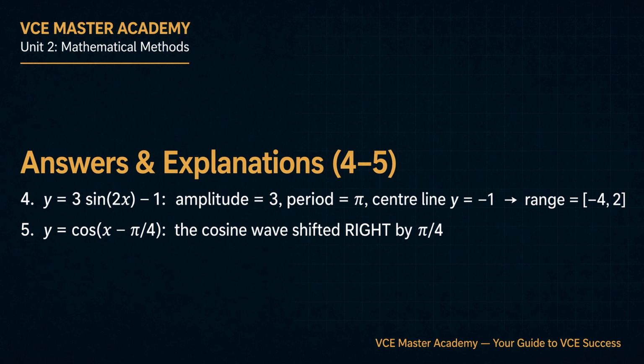Question 4. For 3 sine of 2x minus 1, the amplitude is 3, the period is pi, and, with the center line at minus 1, the range is from minus 4 to 2. Question 5. Y equals cosine of x minus pi over 4 is the cosine wave shifted to the right by pi over 4. Fantastic work!